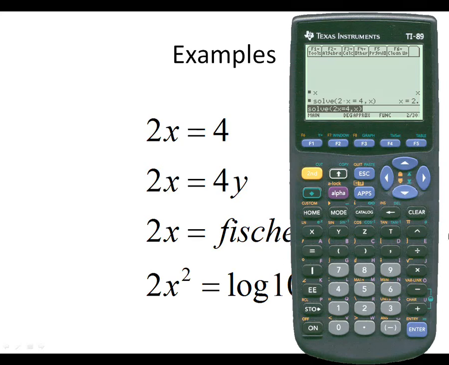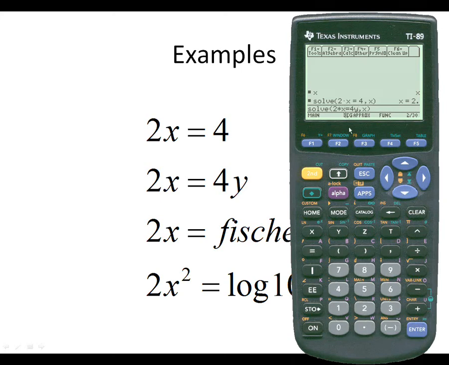Let's go to the next one. So I'm going to do 2x equals 4y, and remember how you can just recall your function. If I had this cleared out, you just push second, enter, and that'll recall your last entry, and then if you do it again, it'll flip backwards through all your entries since your last clear action. And I just want to make this say 4y.